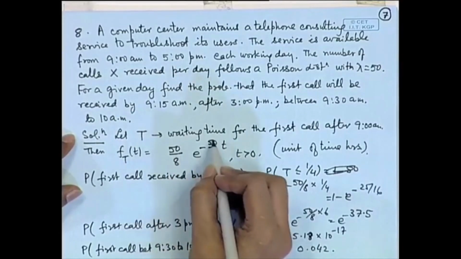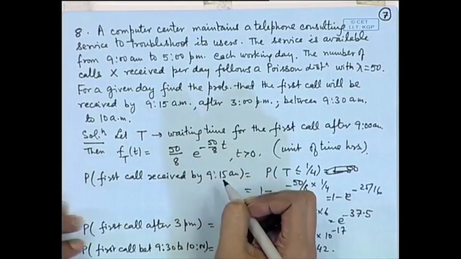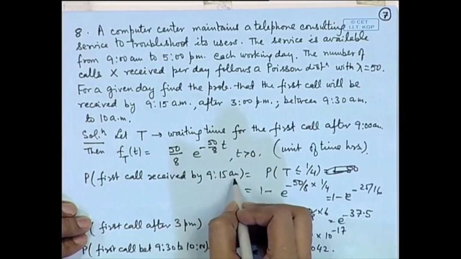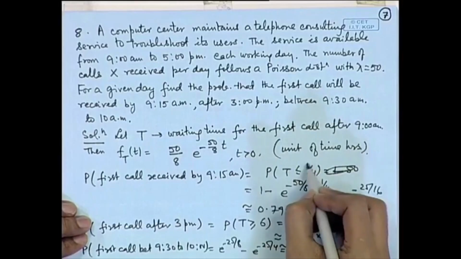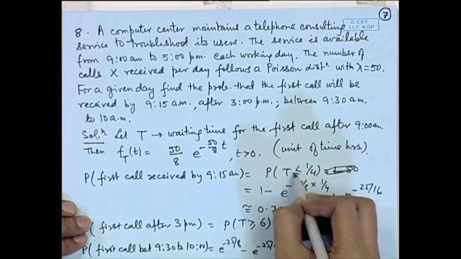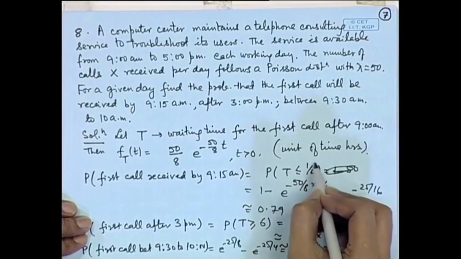So, lambda e to the power minus lambda t. What is the probability that the first call is received by 9:15? That means, in a quarter of an hour. That means, what is the probability of T less than or equal to 1 by 4? This unit of measurement is in hours.